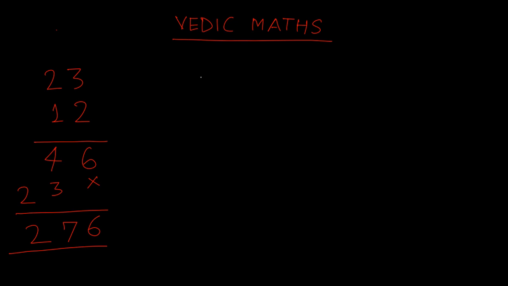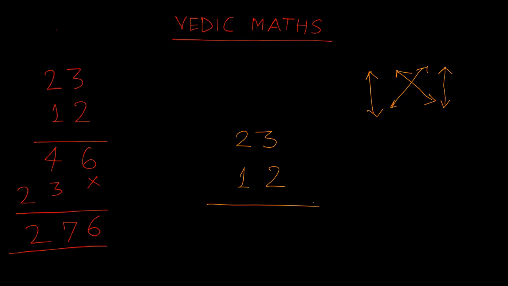For any two-digit number we have got a unit place and a tens place. So what we are supposed to do is we have to remember this form. These arrows mark where we are supposed to multiply the two numbers. Okay, now for example, let's take the same number that we used earlier. So 23 into 12. Okay, let's try this.